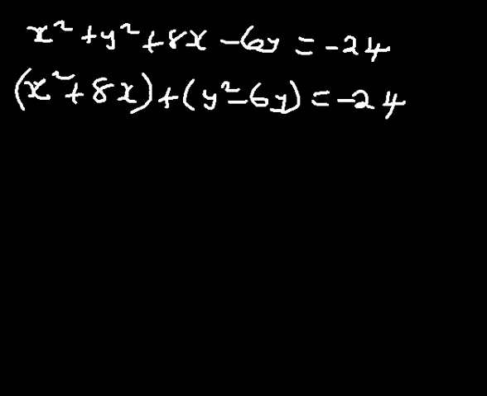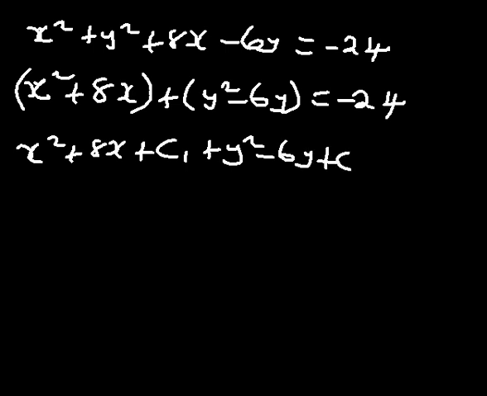Then I'll have to complete the squares of the families, in the sense that we have to have the value of c's. x squared plus 8x plus c1 plus y squared minus 6y plus c2, which is equal to negative 24 plus c1 plus c2. So take note of that.